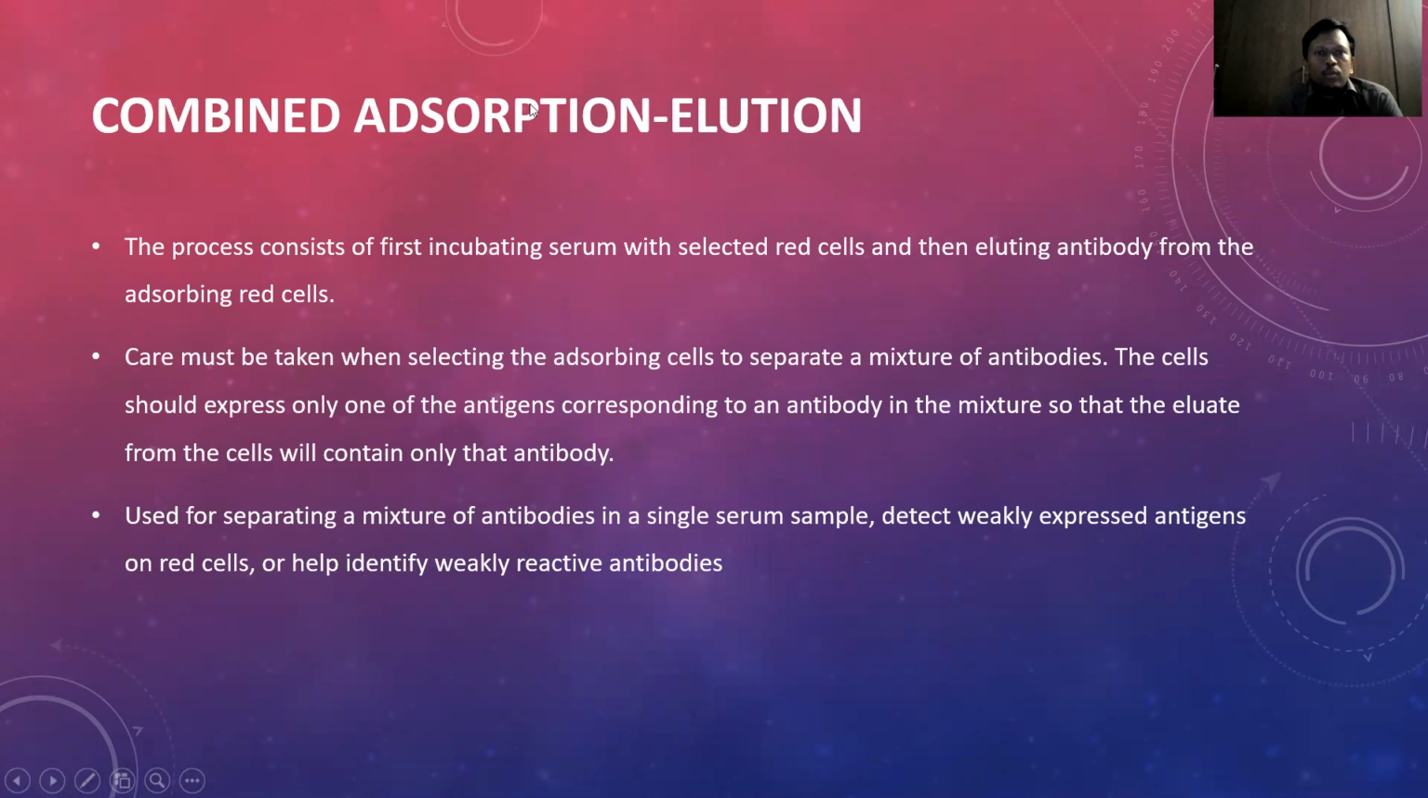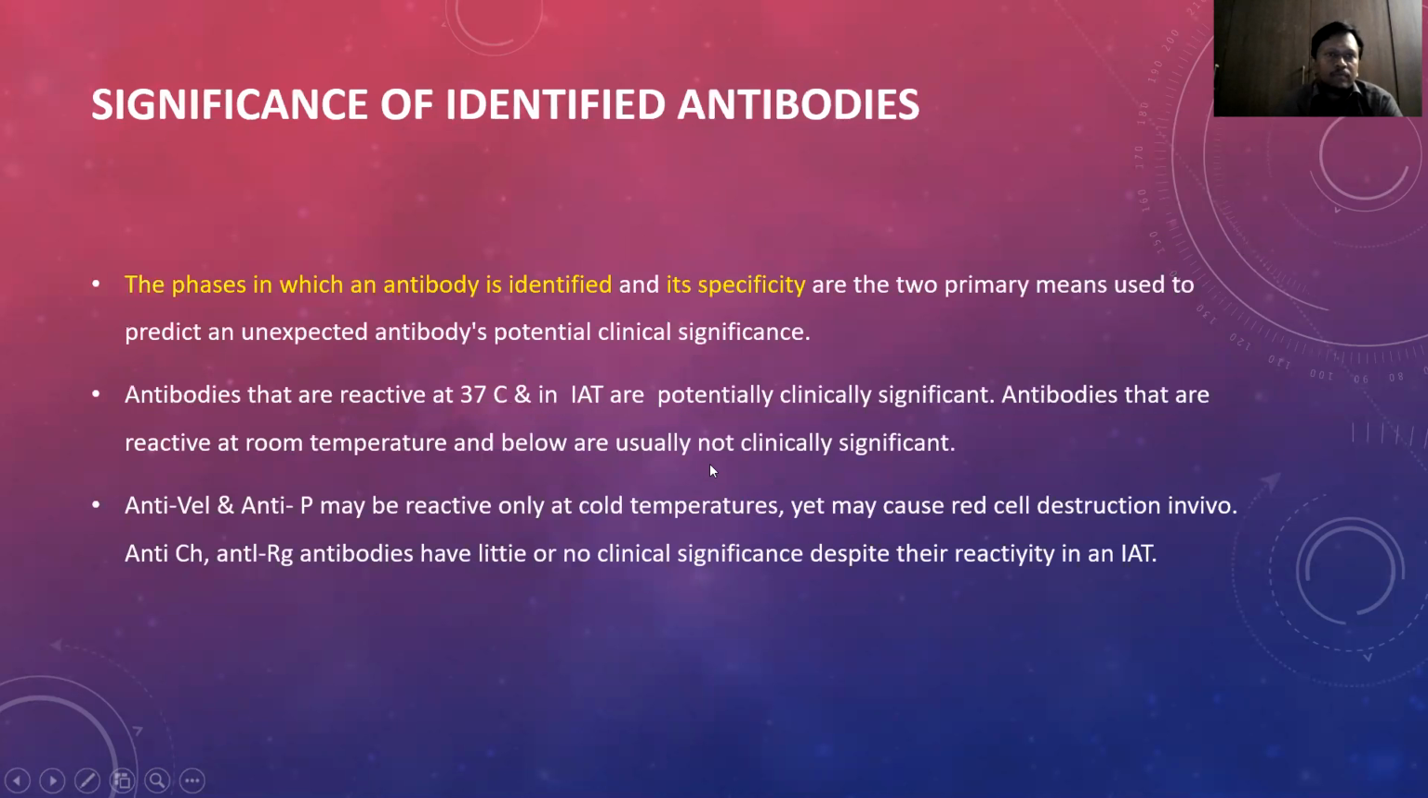Sometimes we can combine both absorption and elution. The process consists of first incubating the serum with selected red cells and then eluting antibody from the absorbing red cells. Care must be taken when selecting the absorbing red cells to separate a mixture of antibodies. The cells should express only one of the antigens corresponding to an antibody in the mixture so that the eluate from the cells will contain only that antibody. So it is mainly used for separating a mixture of antibodies in a single serum sample, detecting any weakly expressed antigens on red cells, and helping identify weakly reactive antibodies. Whenever we are using absorption-elution, we have to make sure that proper QC has been done so that we don't miss any antibodies.